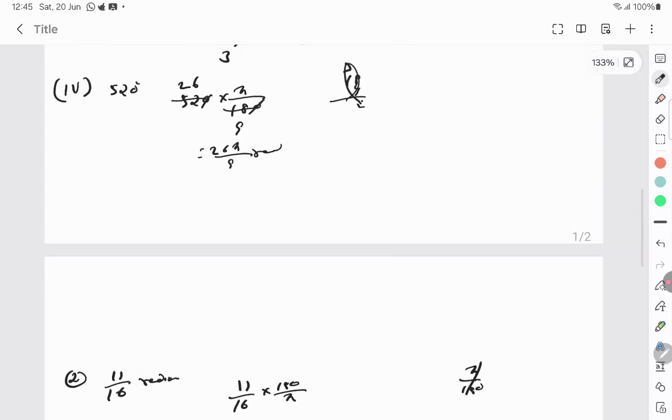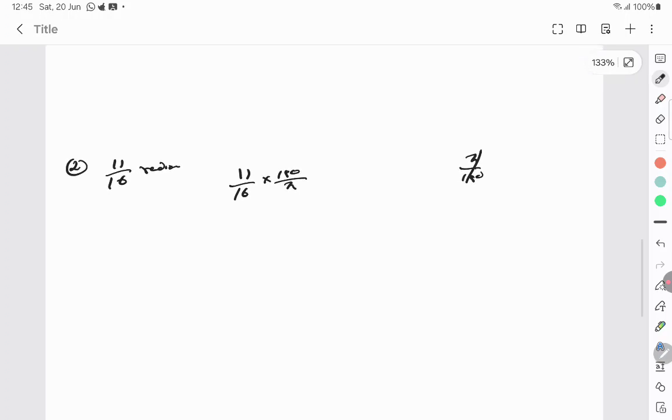Next subdivision is 11 by 16. Next question. This is in radian. You have to convert into degree. So for degree to radian, it's pi by 180. So for radian to degree, it's 180 by pi. So it's 11 by 16 into 180 by pi, because it's already in radian and you're converting it into degree. In other words, you know pi radian is equal to 180 degree. 11 by 16 radian is equal to how many degrees?